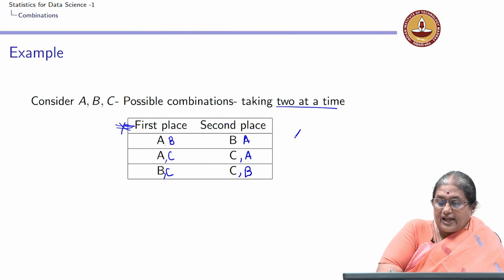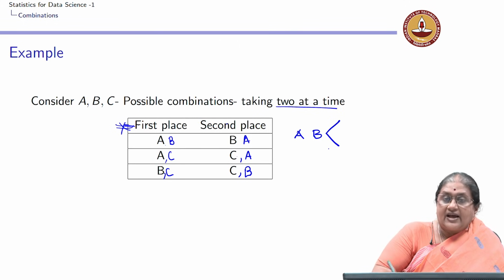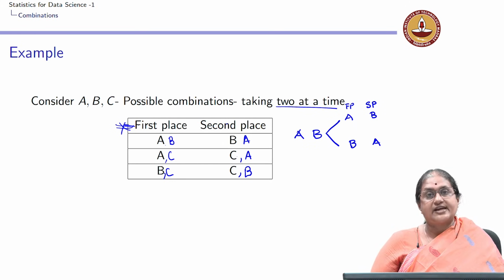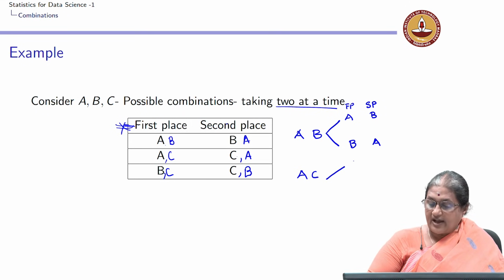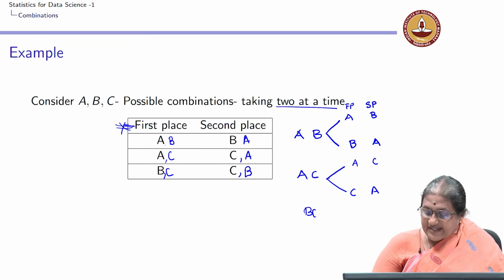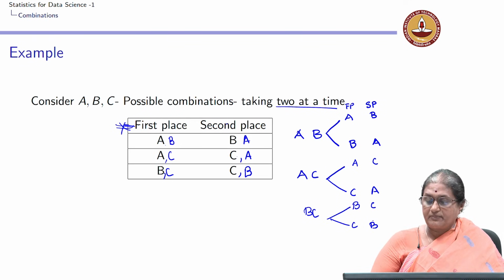So, you can see that if I have an AB combination, this has 2 arrangements. One is A in my first place and B in my second place, or B in my first place and A in my second place. For the AC combination or AC selection, I could have an A in my first place and C in my second place, or C in my first place and A in my second place. The BC combination could have B in my first place and C in my second place, or C in my first place and B in my second place.